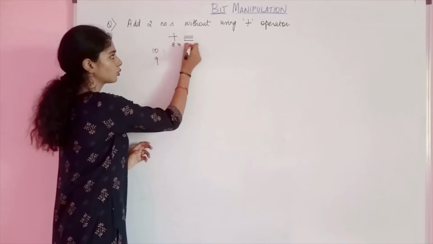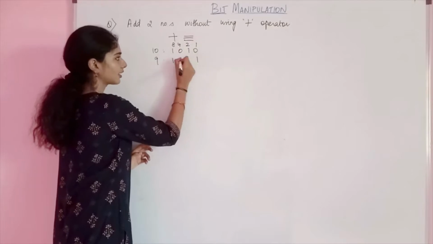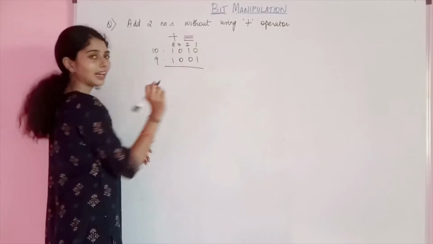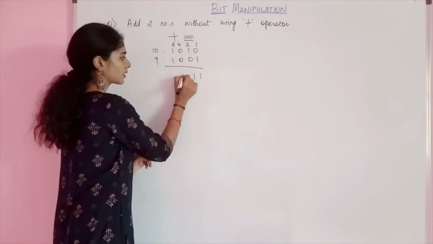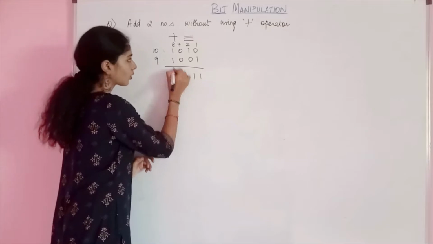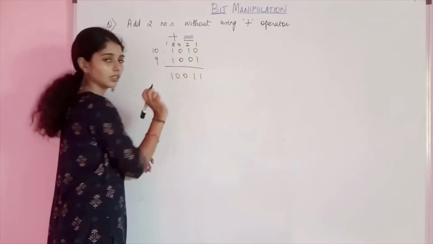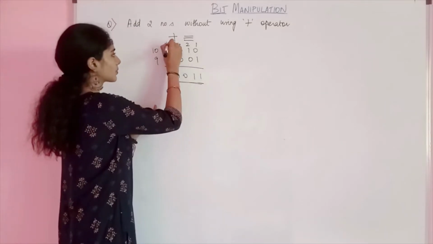8, 4, 2, 1. So 8, 9, 10 in bits, and 8, 9. So when I add it, what is going to happen? 0 plus 1, 1. 1 plus 0, 1. 0 plus 0, 0. 1 plus 1 is going to be 0, carry over 1. Right? Makes sense? So this is going to be what? This will be 16 right here.